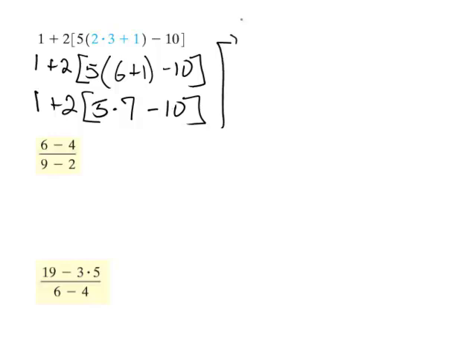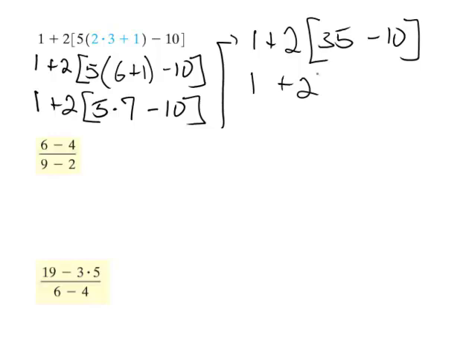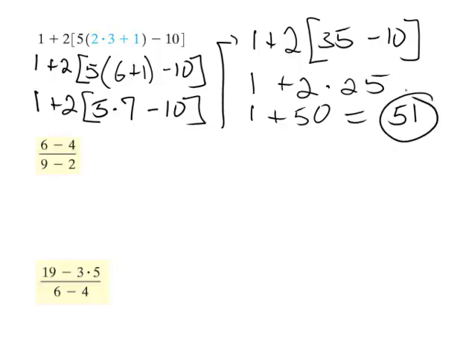Okay, I'm going to come up here where I have a little bit more room. So I have 1 plus 2. My brackets, I need to do 5 times 7 first. That's 35, minus 10. So 1 plus 2, 35 minus 10 is going to give me 25. Again, that's multiplication there because my 2 is right in front of my bracket. So now I have 1 plus 2 times 25 is 50, and 1 plus 50 is going to give me 51. So again, if you notice, in every one of these lines, I'm only doing one step at a time.